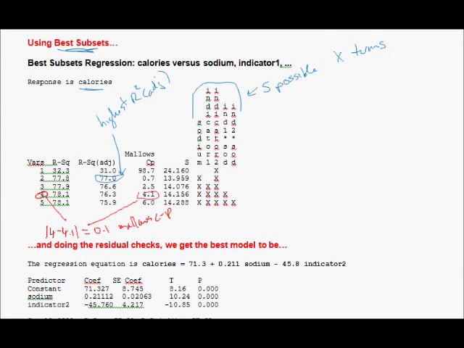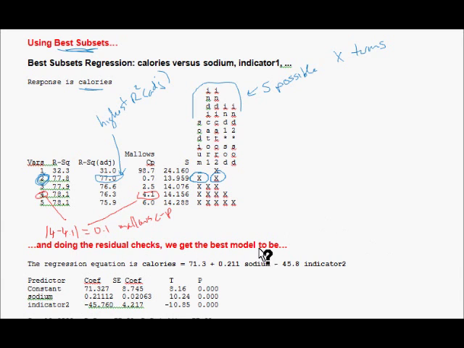So here we have two possible good models, right? The model with only 2 terms, or the model with 4 terms. And actually, the model with 2 terms fits pretty good. So here's the model with 2 terms. So here the 2 terms are sodium and indicator 2.